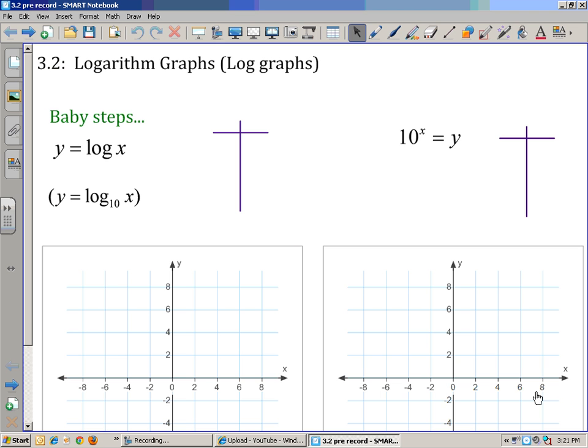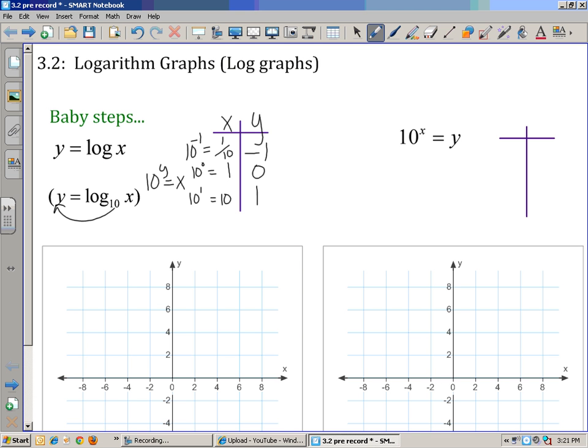And so what I'm going to do, my preferred method is to say 10 to the y is equal to x. Now watch my data table, because what I'm actually going to do is plug in y values instead of x values. So for example, when y is negative 1, this is 10 to the negative 1, which is 1 over 10. When I plug in 0, I get 10 to the 0, which is 1. When I plug in 1, I get 10 to the 1, which is 10.